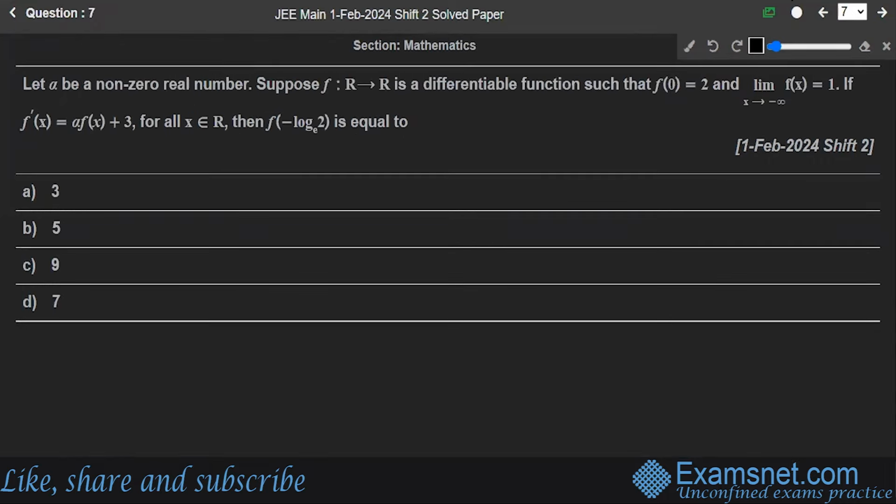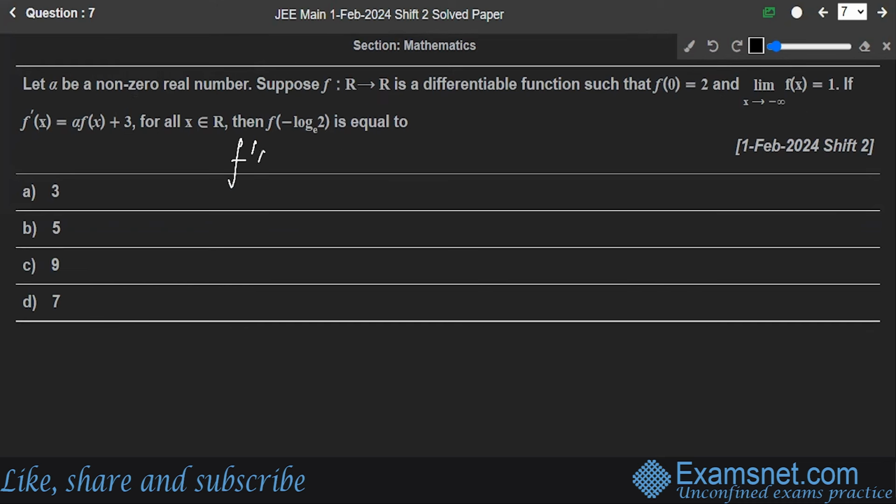Question number 7. Let alpha be a non-zero real number. Suppose f is a differentiable function from R to R such that f(0) is equal to 2 and the limit as x approaches minus infinity of f(x) is equal to 1. Then f dash x is equal to this function for all x belonging to the real numbers. What is the value of f of minus log 2?